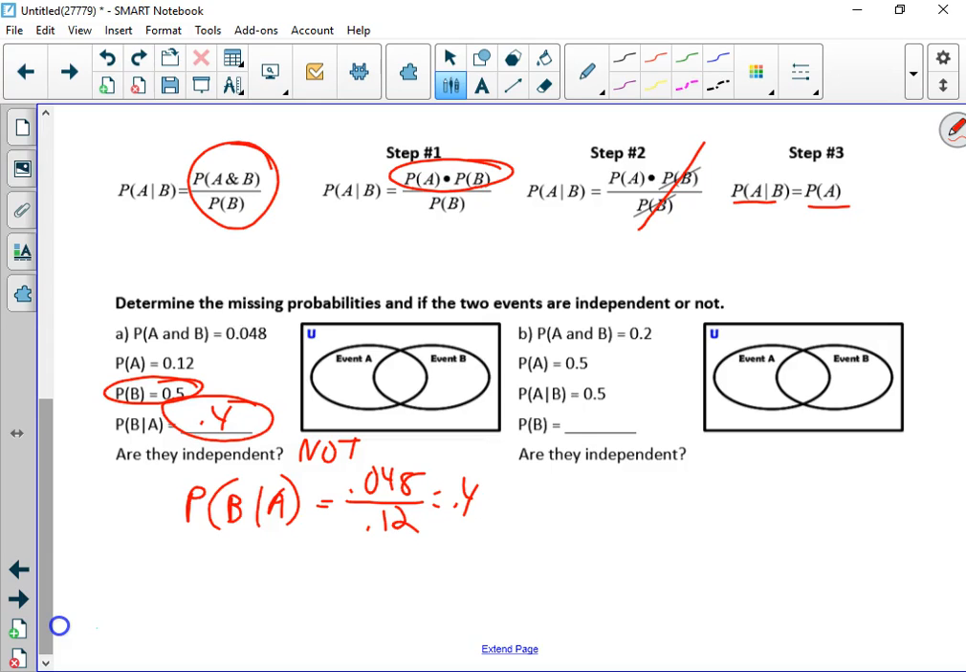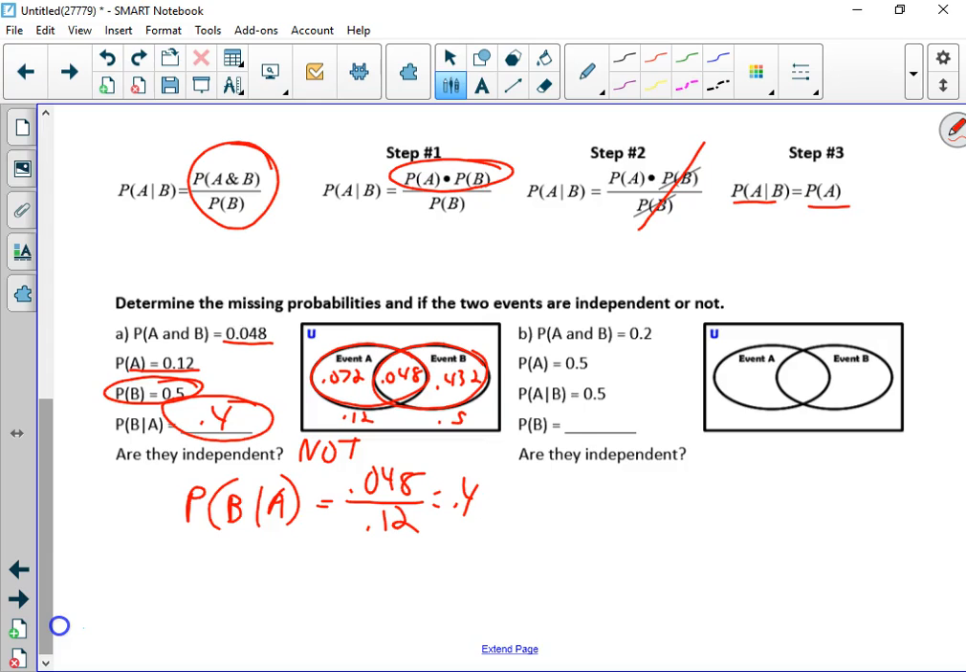Let's put some numbers in here for the first column. So again, we know that A and B is 0.048. So that goes here in the middle. We know that A is 0.12. So this combined circle is 0.12. So if we do 0.12 minus 0.048, we get 0.072. And if B is 0.5, if we do 0.5 minus 0.048, we get 0.432. Remember, this is 0.12 here, this is 0.5.